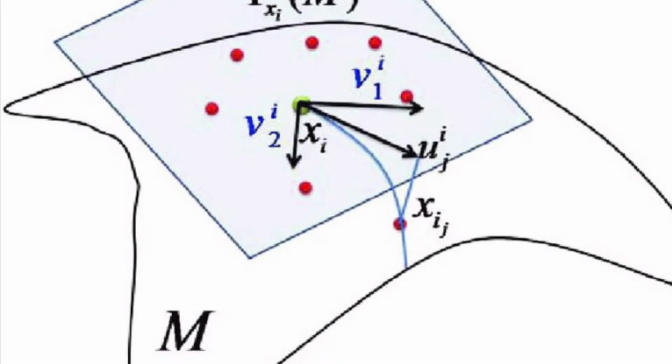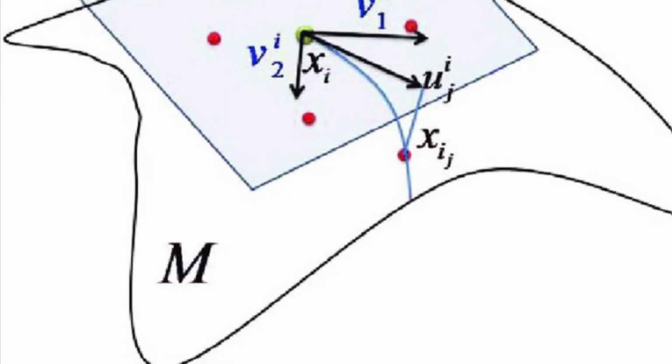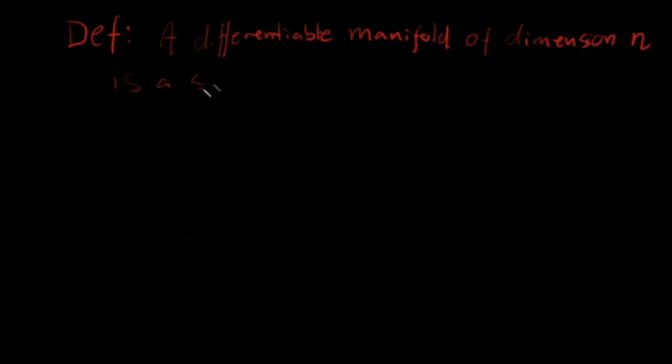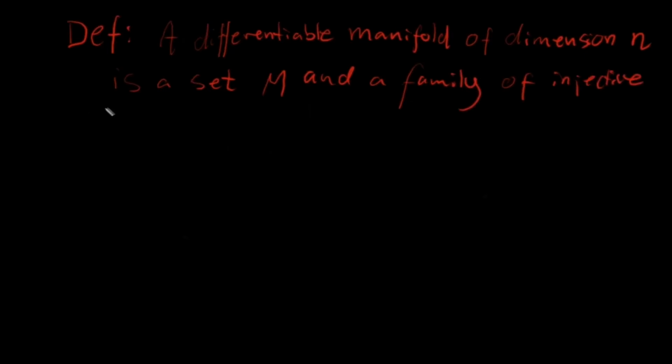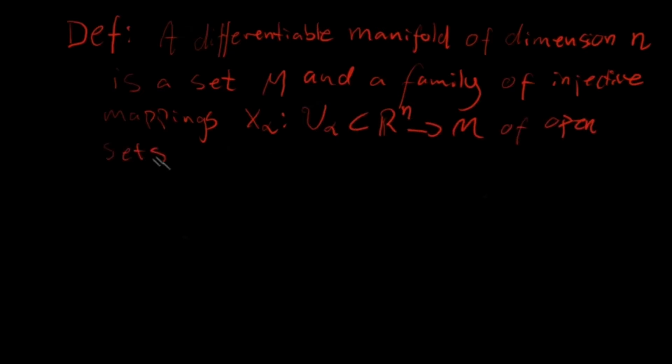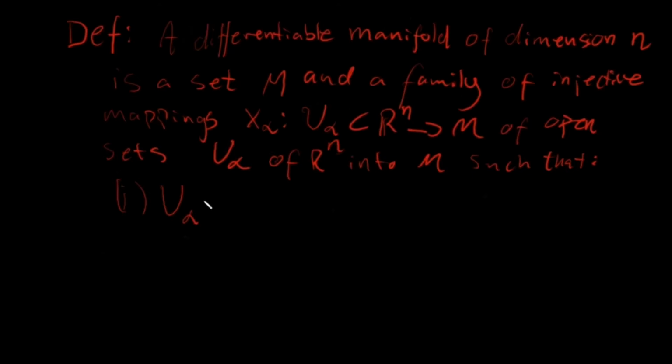So let's move on to the next section, namely differentiable manifolds, tangent space. So the definition: a differentiable manifold of dimension n is a set M and a family of injective mappings X alpha from open sets U alpha of Rn into M, such that 1. The union over alpha of X alpha of U alpha is equal to M.